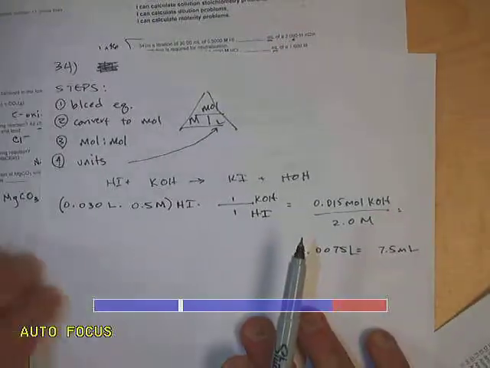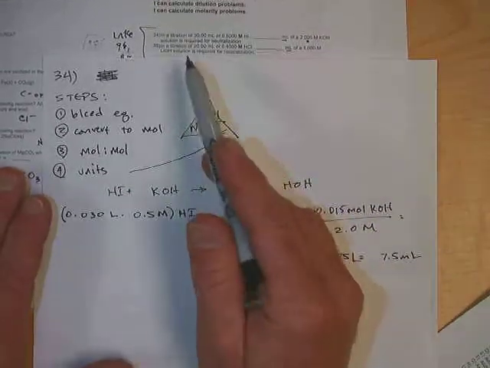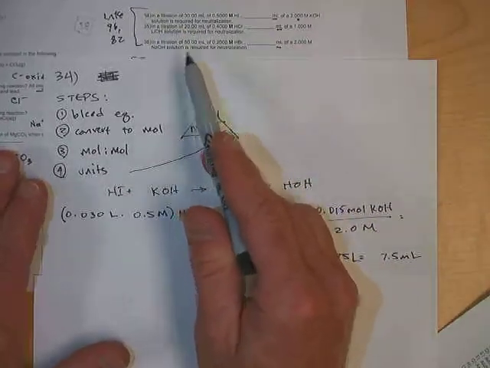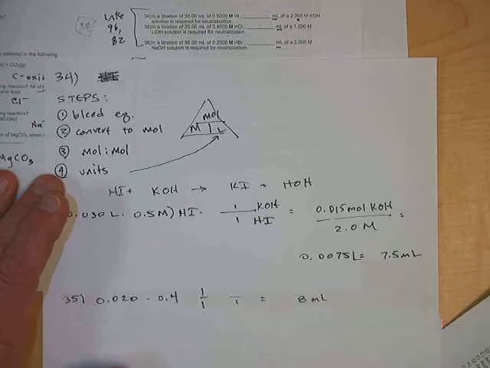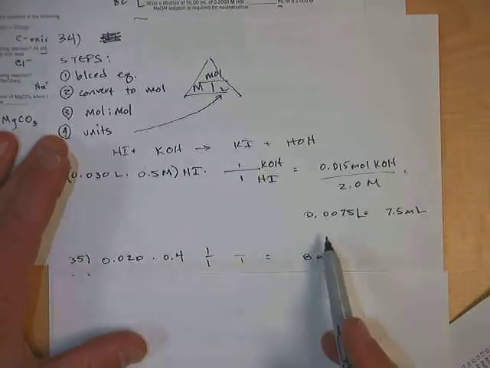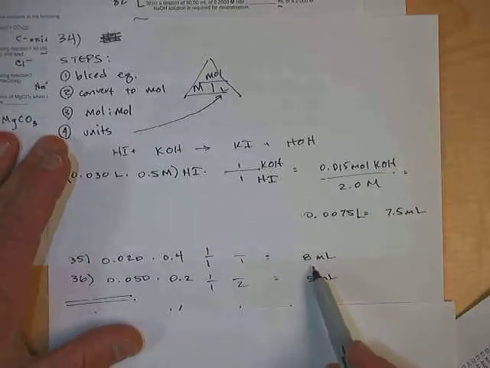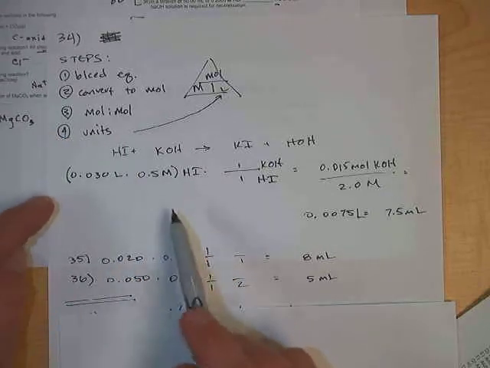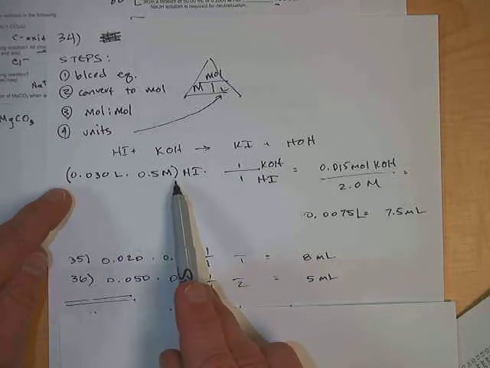They want liters. So I'll take my moles right here and divide it by my liters. So this is my moles, divided by my molarity, I'm sorry, divided by my 2 molar solution. How do I know it's a 2 molar solution? I look back here in the question, it says it's 2 molar right there. And it ends up being 7.5 milliliters.